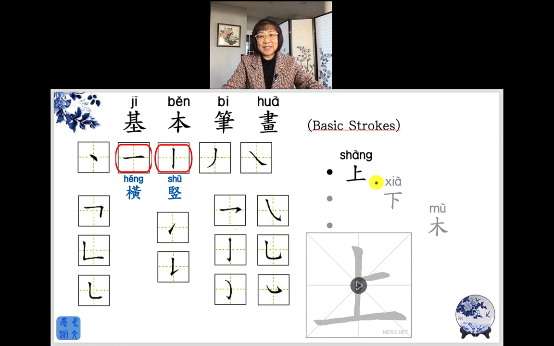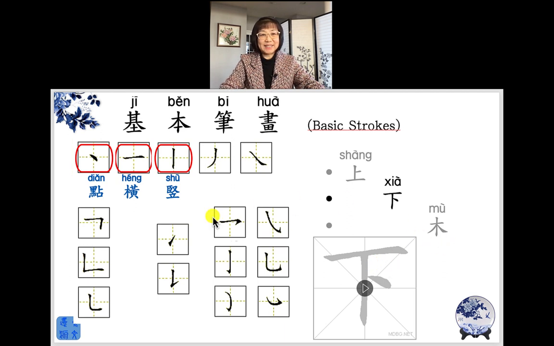Strokes, 上. Three strokes, 横, 竖, and 横. So if we look at the GIF file, one more time, 竖, 横, 横. That's the order of the stroke. 竖, 横, 横. All right, that's 上.